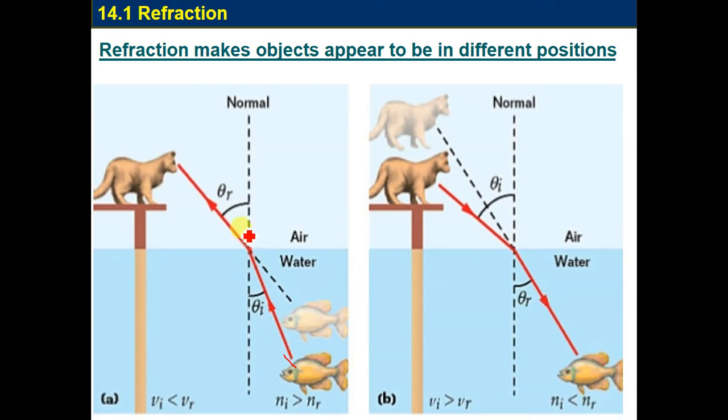When it enters air, will it continue in the same path as it was in water? No, because it enters a material which is less dense. Light here is faster or slower? Faster. So how will it bend? Away from the normal. So the cat, girls, it receives this ray.